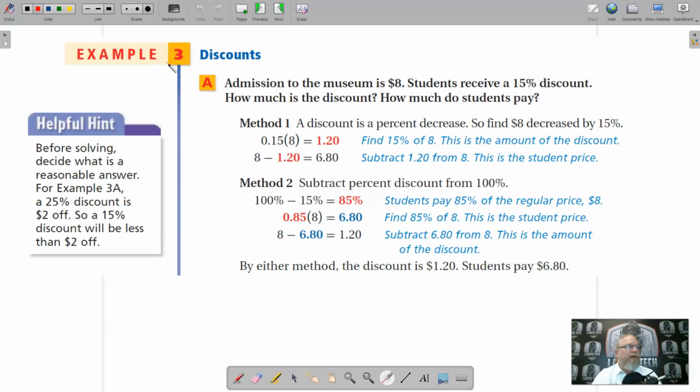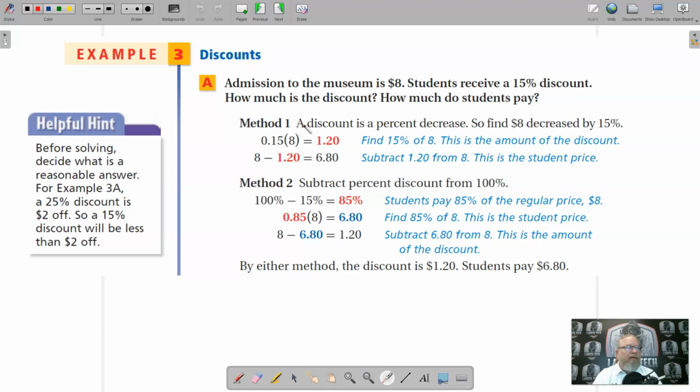So here in example 3, discounts. Admission to the museum is $8. Students receive a 15% discount. How much is the discount, and how much do the students pay? So we're going to see that other way of doing it here in method 2. So let's go ahead and look at the way that we've been doing it in method 1, and then we'll look at what I feel is a much easier method in method 2.